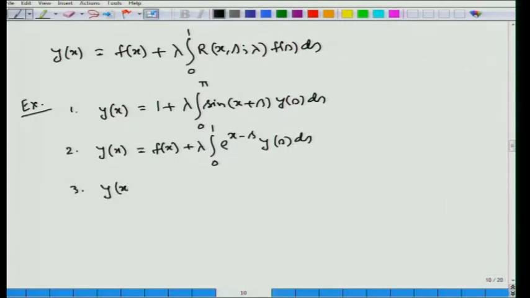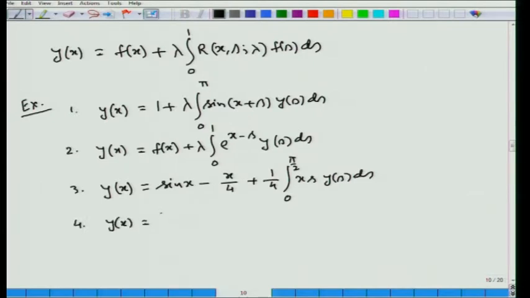Number 3, y(x) is equal to sin x minus x/4 plus 1/4 integral 0 to pi/2 of x s y(s) ds, and number 4, y(x) is equal to 3/2 e^x minus 1/2 x e^x minus 1/2 plus 1/2 integral 0 to 1 of s y(s) ds. So, all these problems you can solve by the method of resolvent kernels.